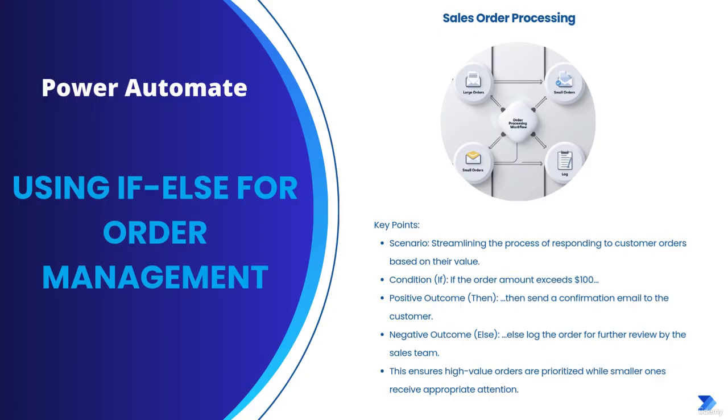Negative outcome action: Else log the order for further review. If the order is less than or equal to $100, the workflow doesn't send a confirmation email, but instead logs the order for review by the sales team. This ensures that lower-value orders are monitored appropriately without overwhelming the system with unnecessary emails. This example illustrates how the if-else condition not only enhances customer engagement through timely communication, but also ensures that all orders, regardless of their value, are accounted for in your system.